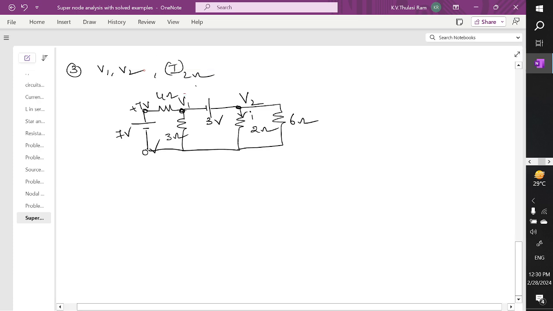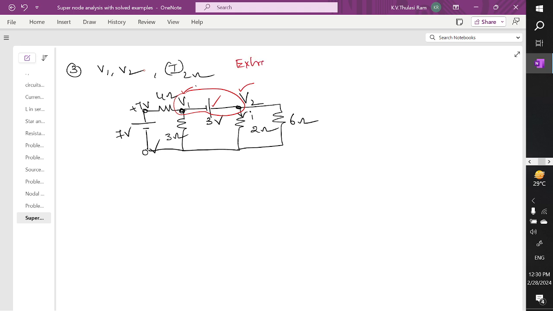This is one voltage, this is another voltage, and between the two voltages we have one more voltage extra. This extra voltage we are going to call a super node, and these voltages V1, V2, V3 are called nodes. That's why this comes under the problem of super node analysis, where the super node exists. The procedure of solving is, first deactivate the super node concept. So deactivate the 3 volt source.